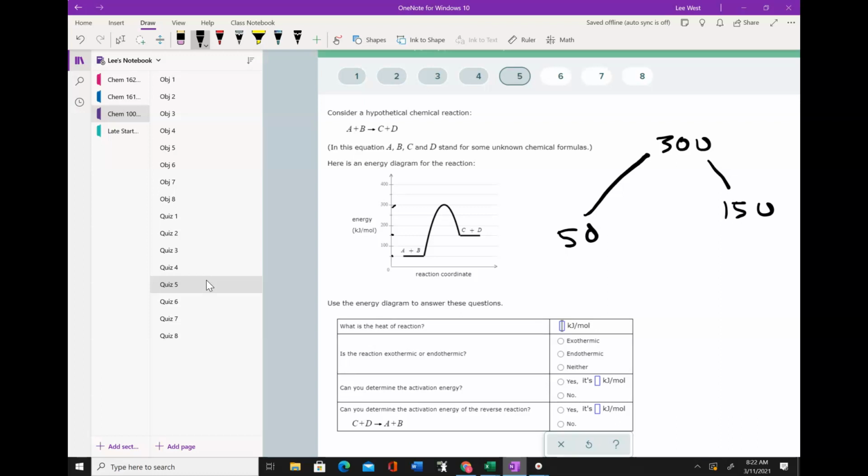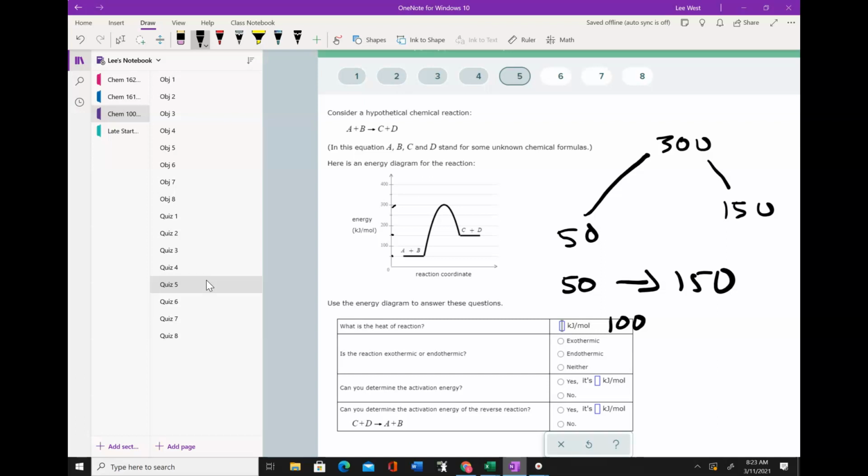Make sure you get those numbers correct. So what is the heat of reaction? It's the difference between the reactants and the products. So we go from 50 up to 150, so it's a gain in energy. So it's going to be a positive heat of reaction, and it's a change of 100. Make sure you get the sign correct. If there's a gain in energy, it's positive. If there's a loss in energy, it is negative.